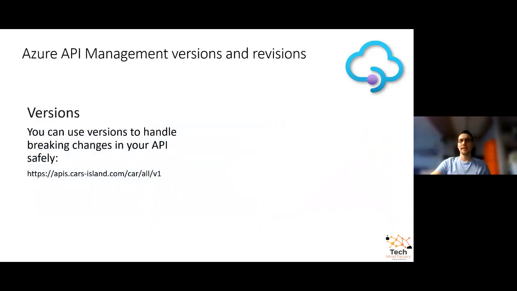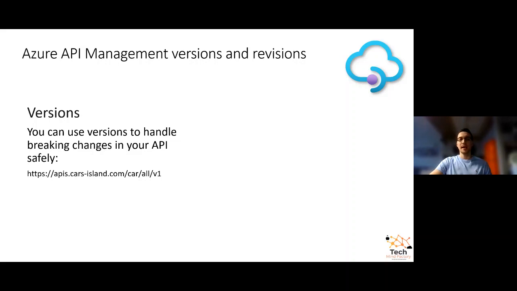And now when it comes to APIs, as you know, there is also a very important aspect related to versioning and revision. So in this case, let's start with versions. Probably some of you touched the scenarios where you have to version your API, like version 1, version 2, and there are some functionalities added to specific versions. So in Azure API Management, there is this concept called versioning and revisioning. Let me start with versions. You can use versions to handle breaking changes in your API safely.